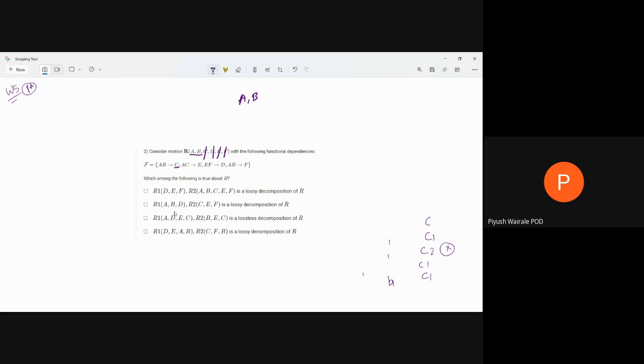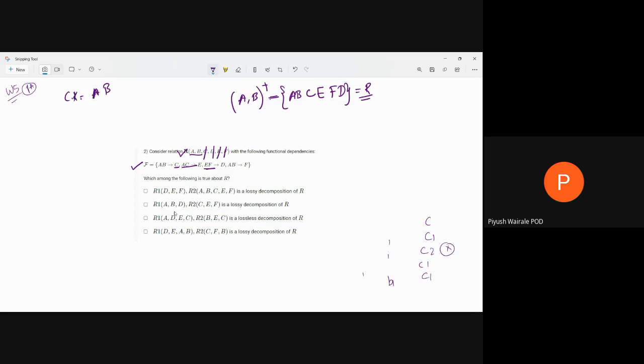To verify whether it is a candidate key or not, we can simply take the closure of A comma B, or AB. Now what is the closure of AB based on this functional dependency set? AB determines AB, right? From AB I get C, from A and C I get E, from AB I also get F, and from E, F I get D. So we are getting all the attributes present in the relation R. So AB is my candidate key here.